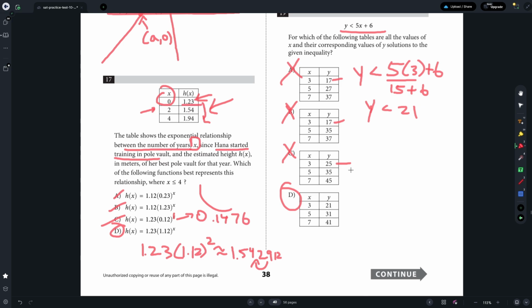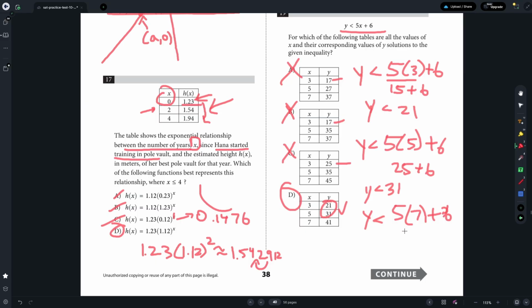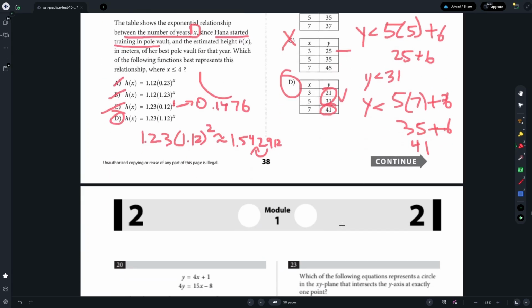Let's just make sure by plugging in 5 and 7. So y is less than 5 times 5 plus 6, which is 25 plus 6, which is 31. That checks out. And for the last one, x equals 7. y is less than 5 times 7 plus 6. 35 plus 6 is 41. So that checks out. Therefore, D is the correct answer. Pretty easy.